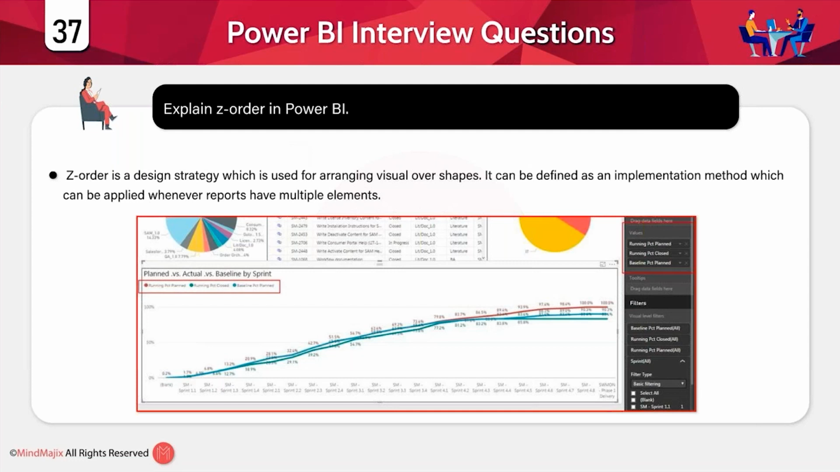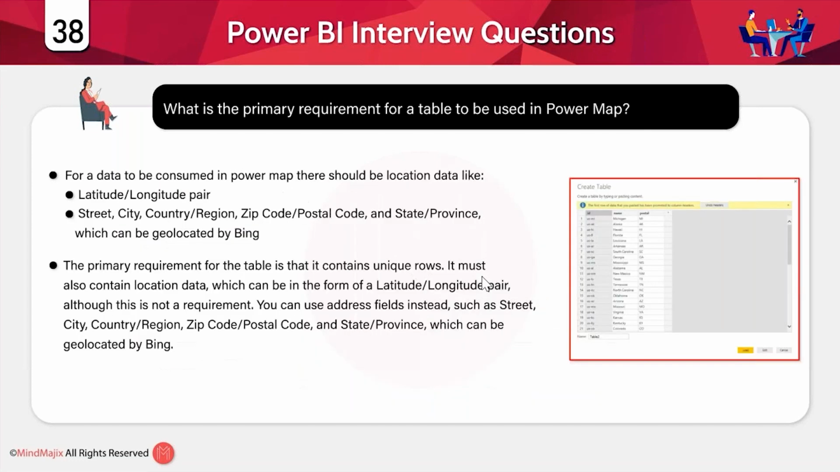Okay, now this could be a rare question to be asked, but since we are covering it, I never wanted to leave this also. Explain the Z order in Power BI. Now, what is Z order? It is a design strategy which is used for arranging visuals over shapes. You can see here, this is how it is being used. It can be defined as an implementation method which can be applied whenever reports have multiple elements. Right? This is how you actually have the Z order.